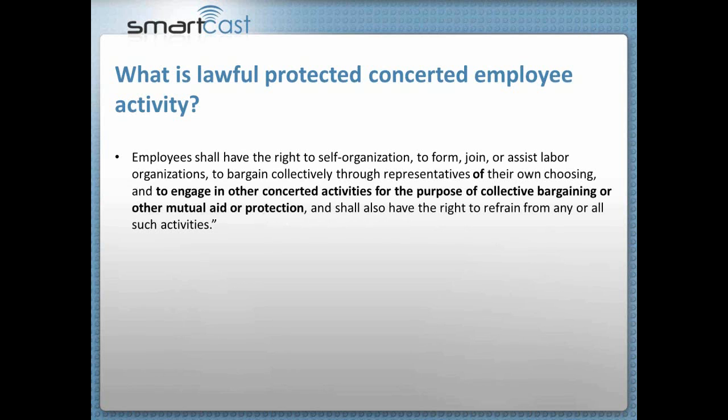What is lawful, protected, concerted activity? Employees shall have the right to self-organization. Okay, that's union. To form, join, or assist labor organizations, to bargain collectively through representatives of their own choosing, and to engage in other concerted activities. This is the part for non-union employers, which is probably most of you, but it does apply to union employers as well. The employees have the right to engage in other concerted activities for the purpose of collective bargaining, or other mutual aid or protection. Mutual aid, one for all, all for one. A group of people, we're all going to benefit from this. It's concerted activity. And they also have the right to refrain.